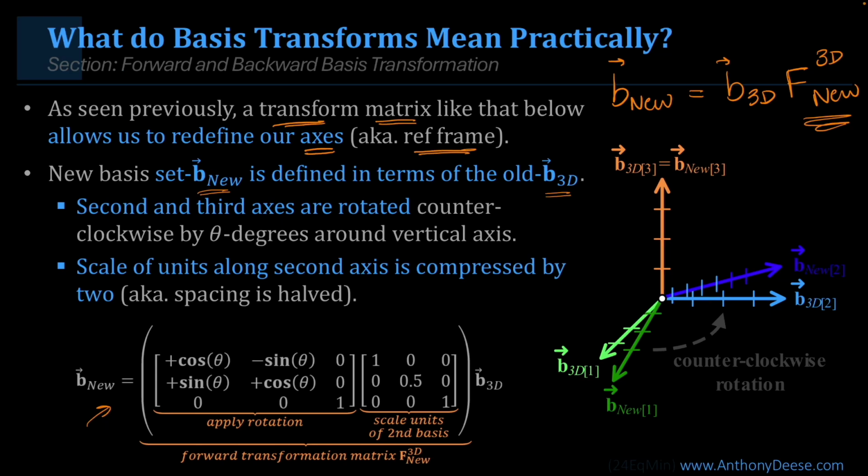And so what we've done is we've taken the second and third axes and rotated them counterclockwise by some theta degrees around the vertical axis. And this forward transform matrix you see right here applies the rotation. That's only part of it. So what we're going to see is that this forward transform matrix is actually composed of two sub matrices, and we can do that, right? We can create a single forward transform as the product of some number of individual transforms, and that's what we've done here. We really have two forward transforms. The first is the rotation, and the second is the scaling.